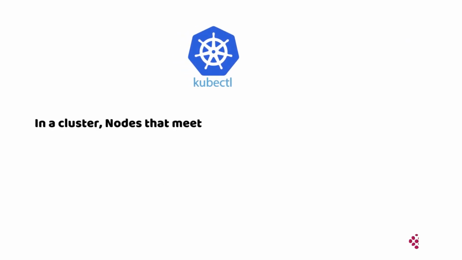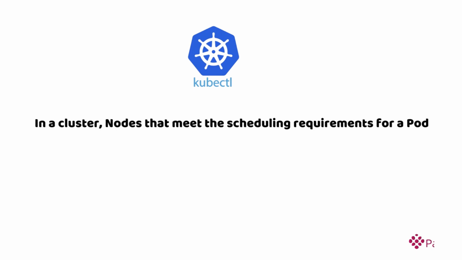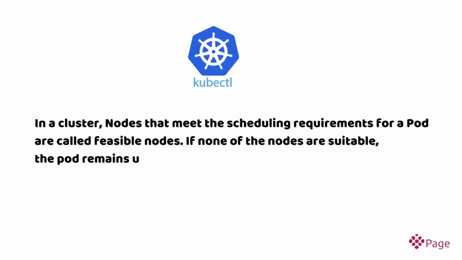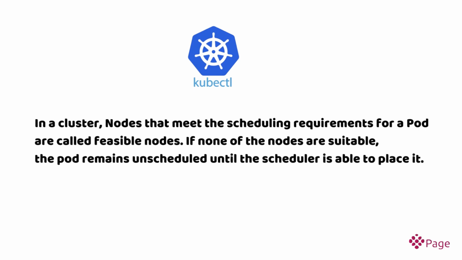In a cluster, nodes that meet the scheduling requirements for a pod are called feasible nodes. If none of the nodes are suitable, the pod remains unscheduled until the scheduler is able to place it.